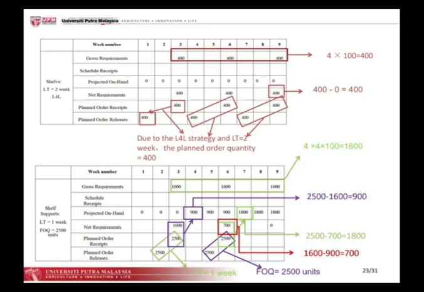Due to the shell using the L4L policy, the value of the planned order receipts for the 3, 6, and 9 weeks is 400. Due to the lead time being 2 weeks, the value of the planned order release for the 1, 4, and 7 weeks is 400 units.